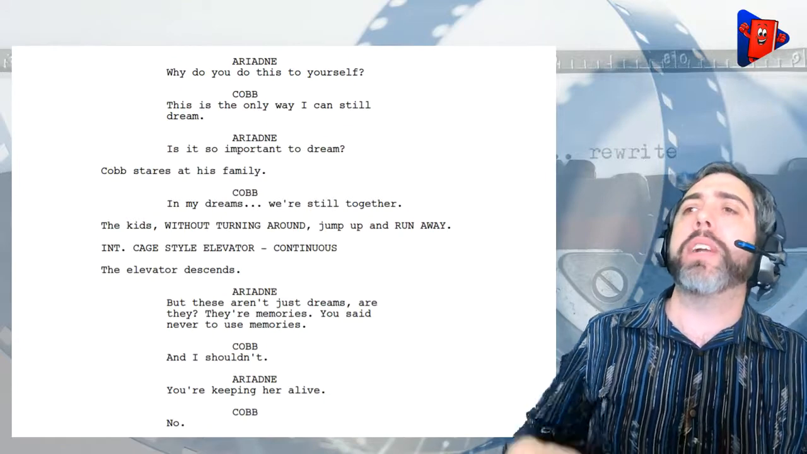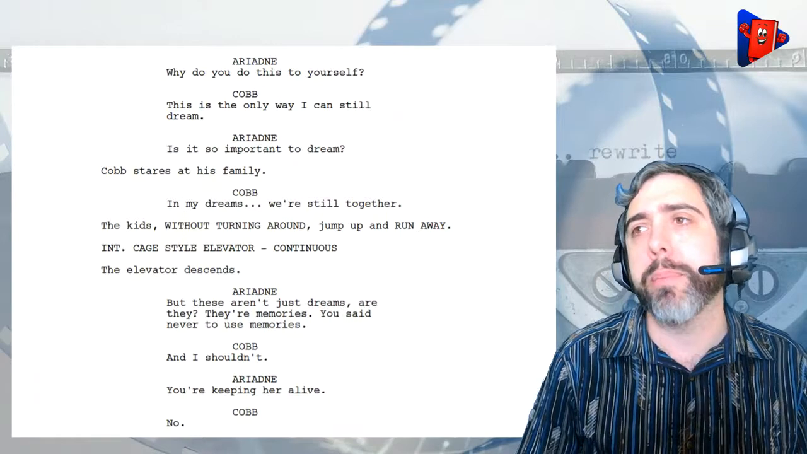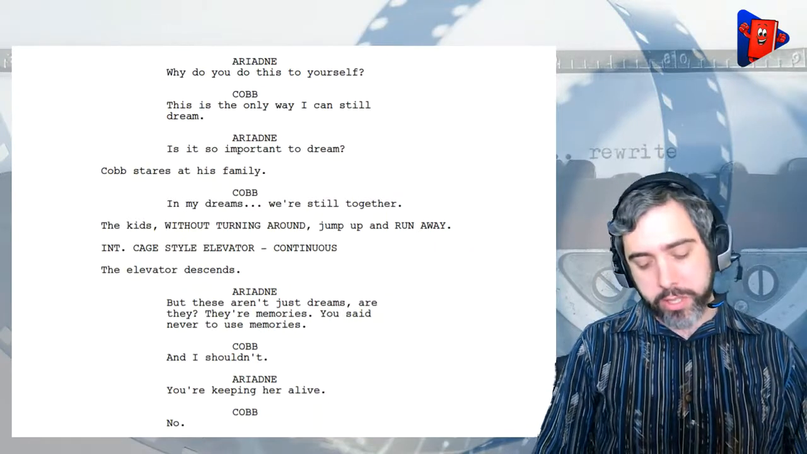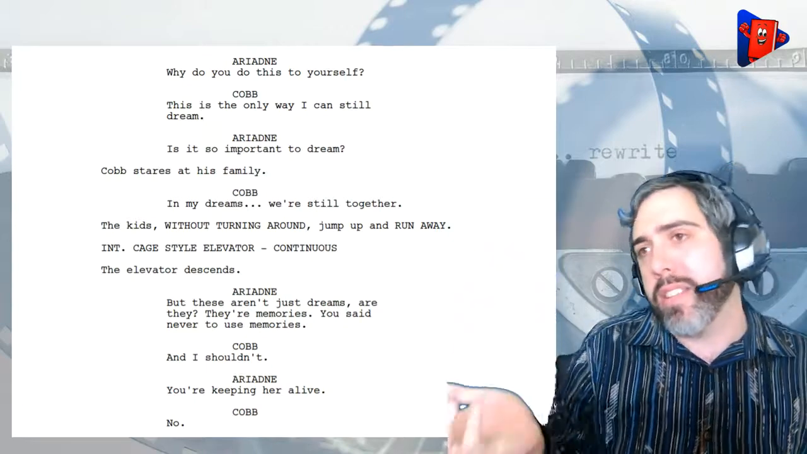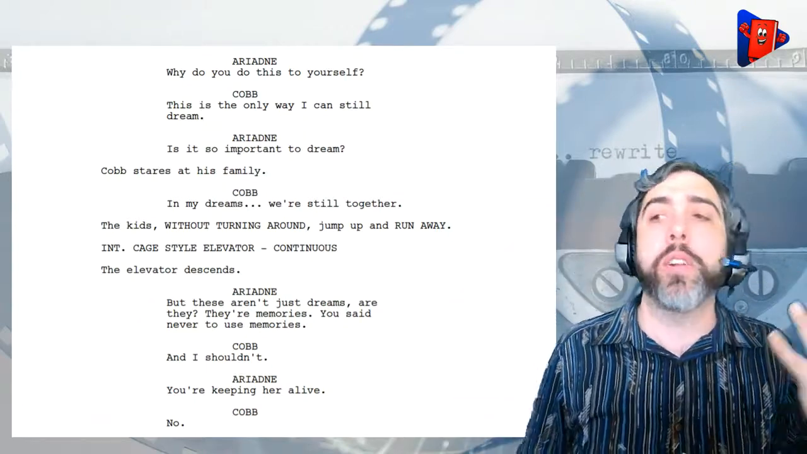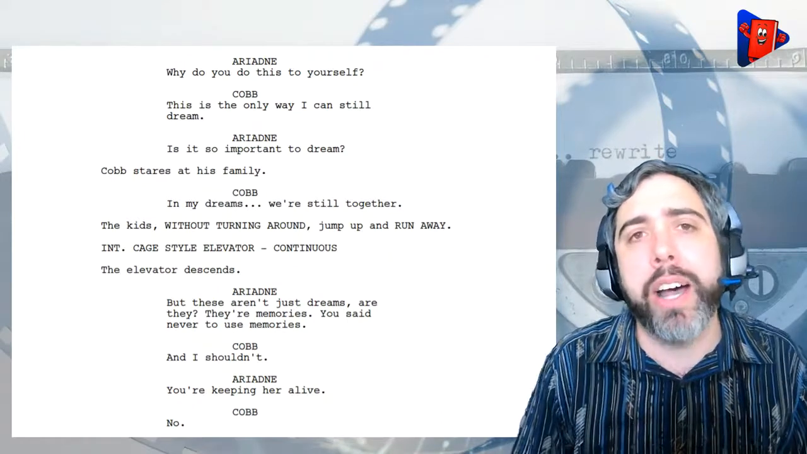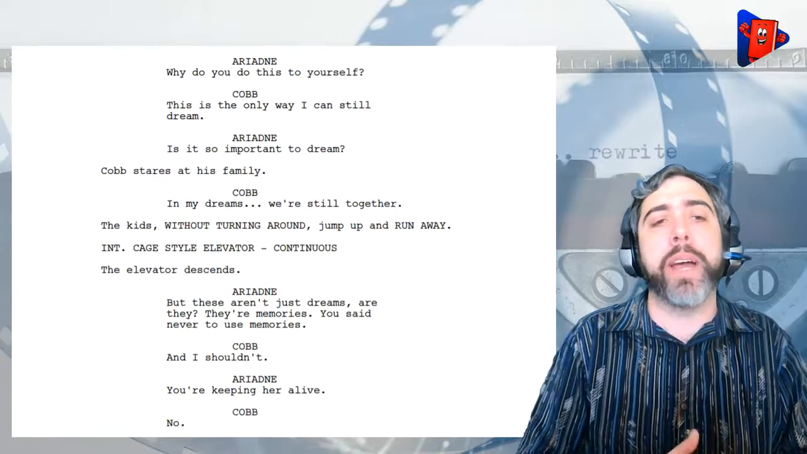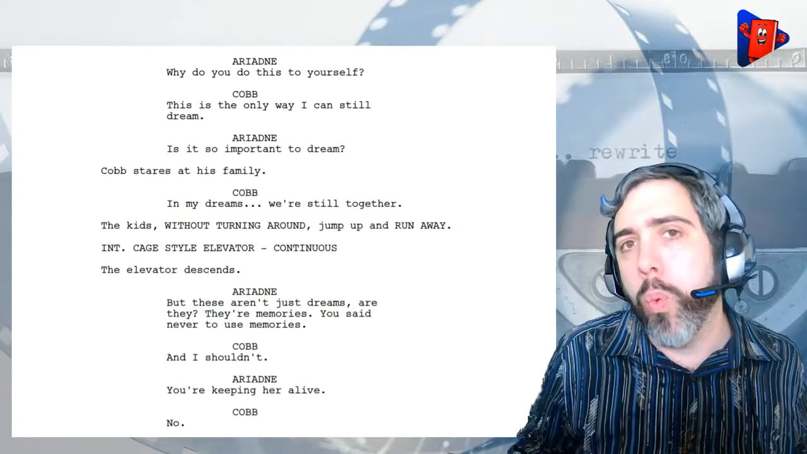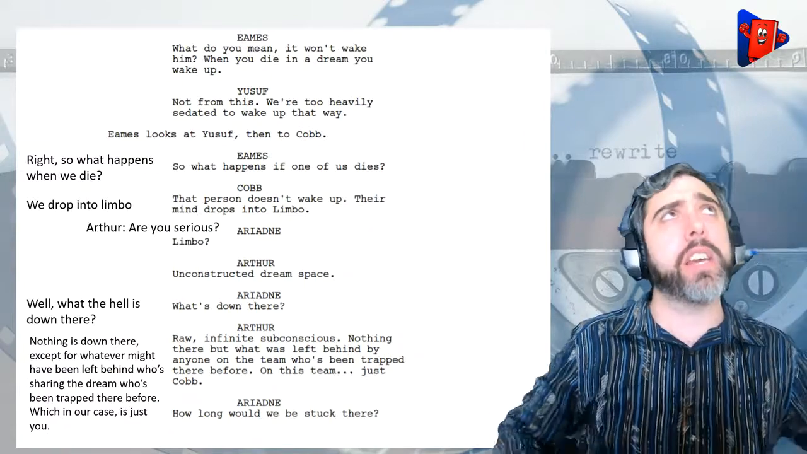So we get to the point where now we see that Cobb, the only way that he can dream is by putting himself into this chemical state, and in his dreams he's still together with Mal. And then Ariadne says, "Well, you shouldn't use memories," and he's like, "Nope, I shouldn't." And he hasn't really moved on from whatever situation happened between him and his wife, which we don't know yet what it was, but we're gonna find out in that scene.